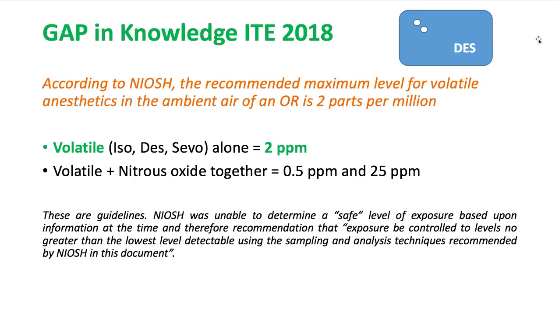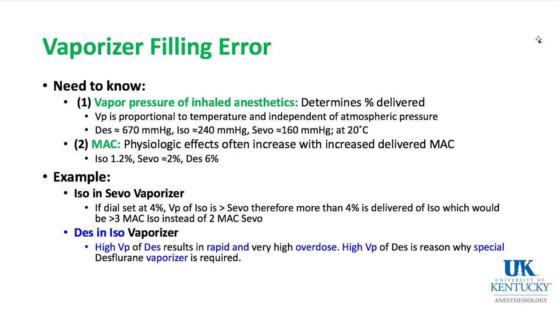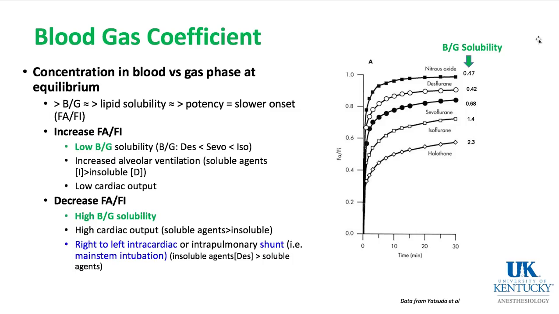it is in much higher concentrations than 2 parts per million. The next topic is blood gas coefficients, and the blood gas solubilities are shown in the graphic on the far right, starting with nitrous oxide at the top, 0.47, but of our volatile anesthetics, desflurane is the least soluble, followed by sevoflurane at 0.68 and isoflurane at 1.4, and halothane historically was very soluble in blood.